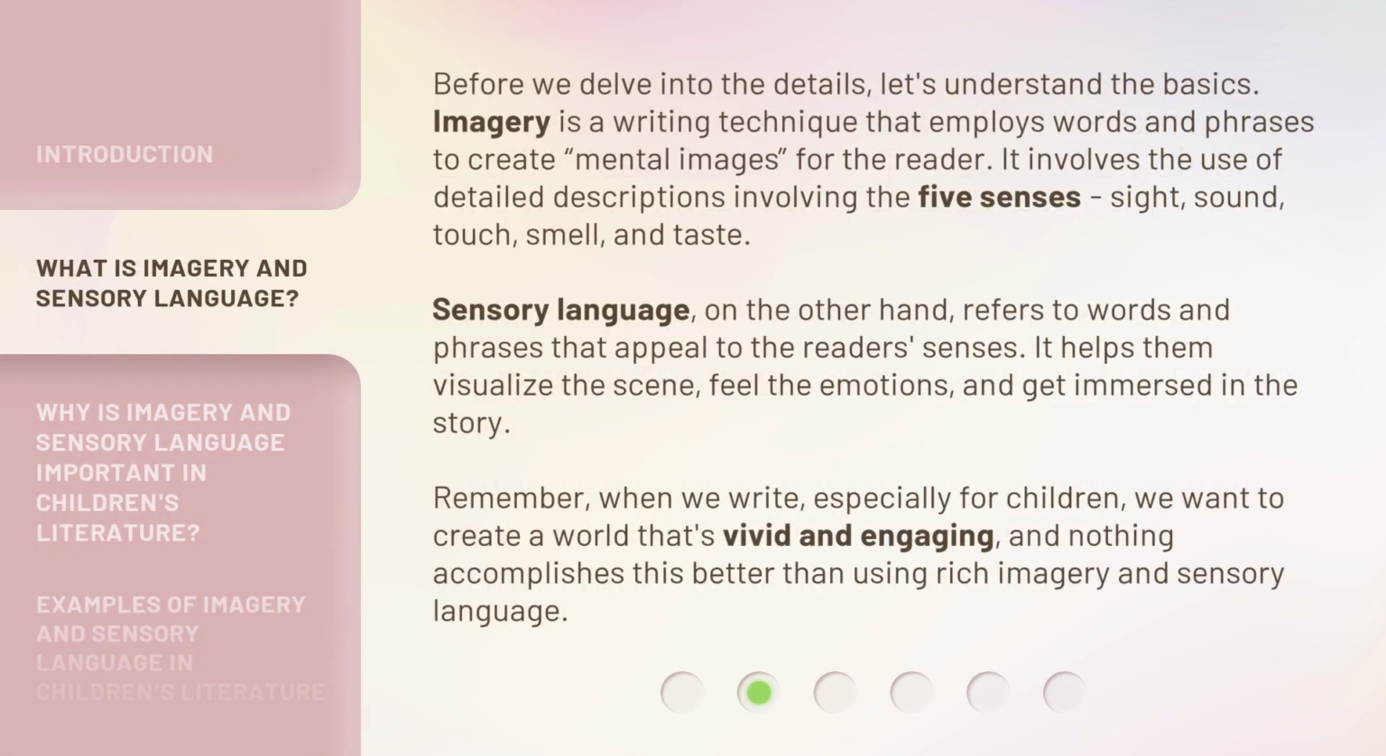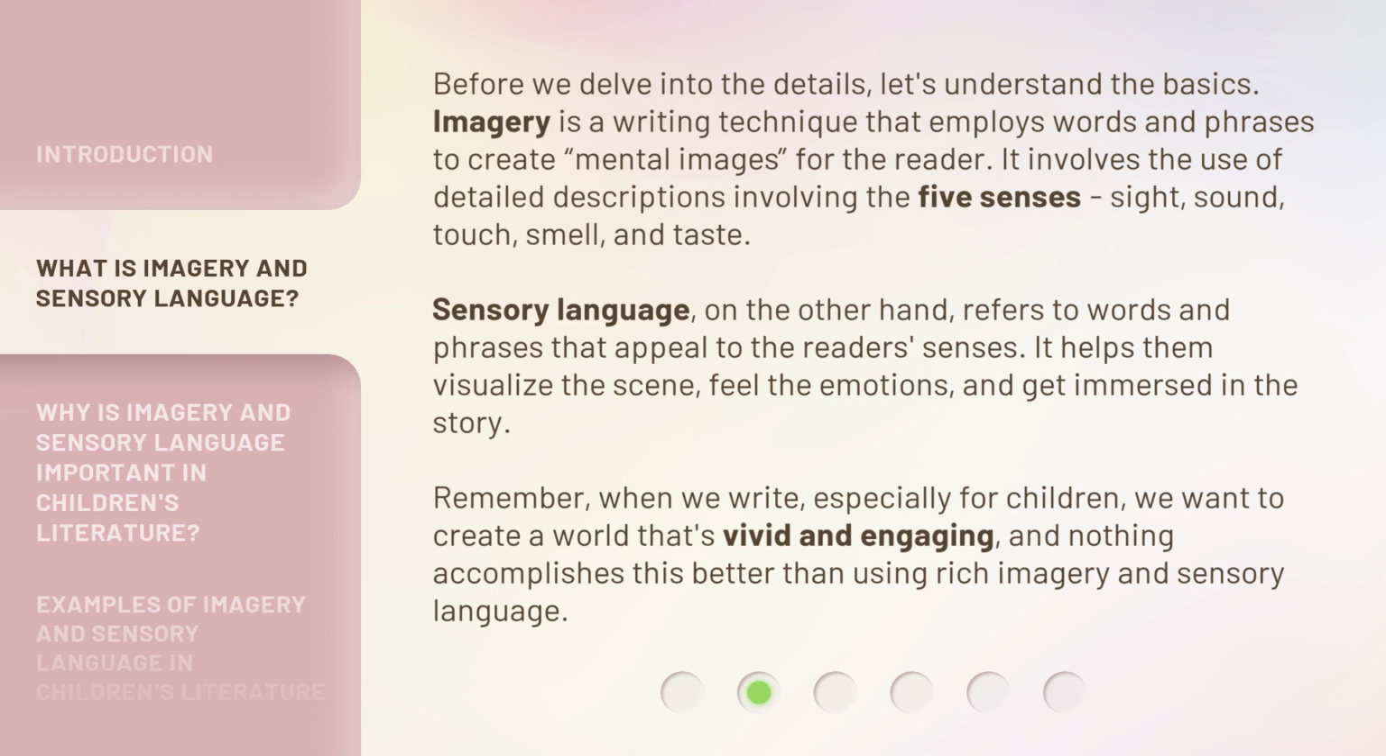Before we delve into the details, let's understand the basics. Imagery is a writing technique that employs words and phrases to create mental images for the reader. It involves the use of detailed descriptions involving the five senses: sight, sound, touch, smell, and taste. Sensory language, on the other hand, refers to words and phrases that appeal to the reader's senses. It helps them visualize the scene, feel the emotions, and get immersed in the story.